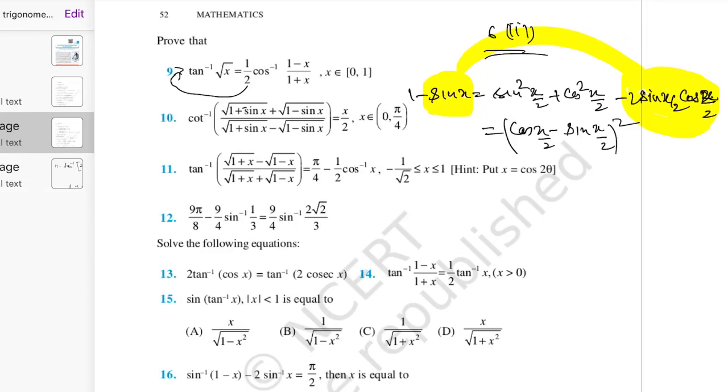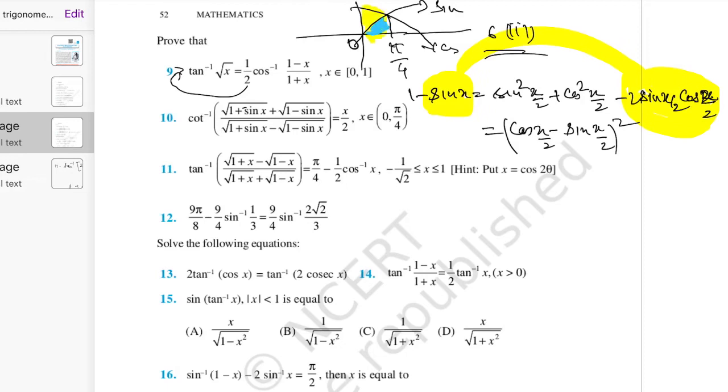Here the range is given 0 to pi by 4. In 0 to pi by 4, this is the graph for cos and this is the graph for the sine function, and this is the point pi by 4.